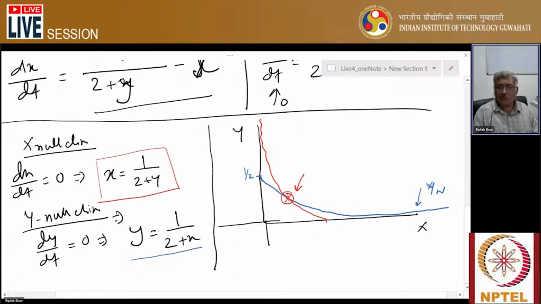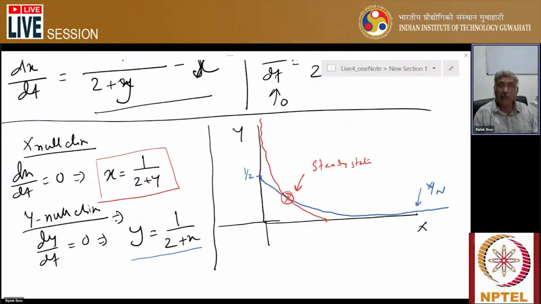This is my intersection point. That's why I insist on using two different colors, blue and red. I can easily see the intersection. This is my steady state. Now looking at it, I can see that whatever parameter you choose, there is no option that these two null lines will intersect more than once. So I will always get only one steady state.